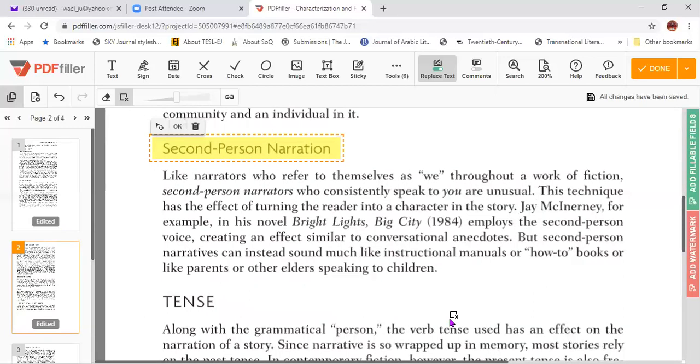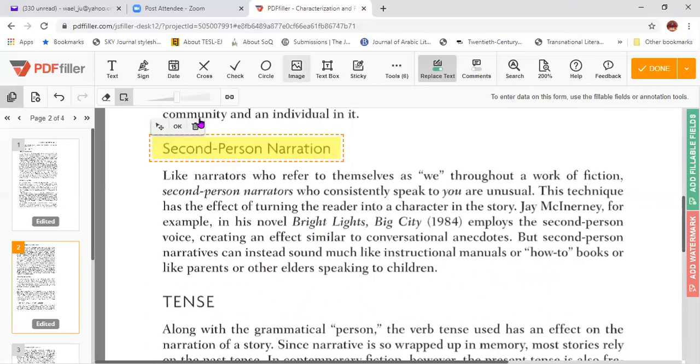Like narrators who refer to themselves as we throughout a work of fiction, second person narrators who consistently speak to you are unusual. This technique has the effect of turning the reader into a character in the story. Jay McInerney, for example, in his novel Bright Lights, Big City, employs the second person voice, creating an effect similar to conversational anecdote. But second person narratives can instead sound much like instructional manuals or how-to books, and like parents or other elders speaking to children.